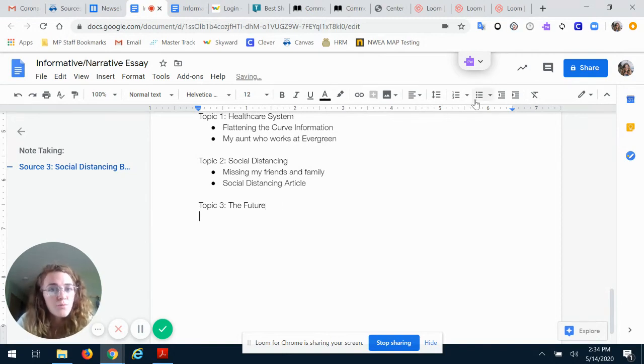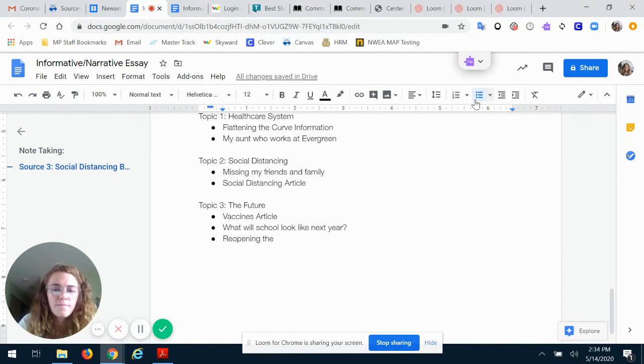And I'm going to put information about vaccines in here, vaccine article. I'm going to put, what will school look like next year? Reopening the economy, ending the stay at home order. And I might have even more to go from here.